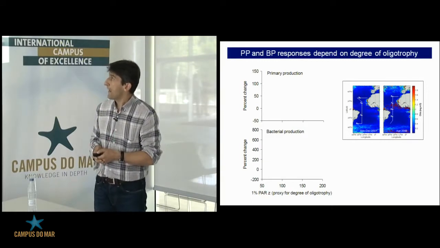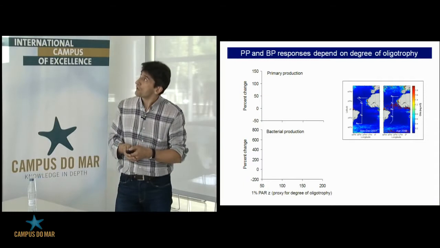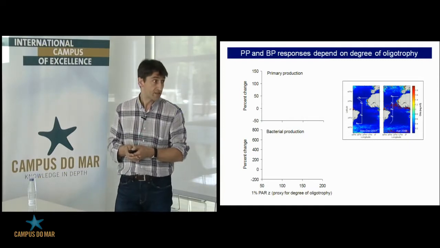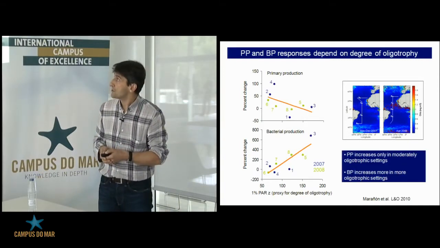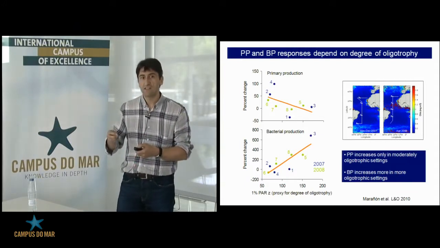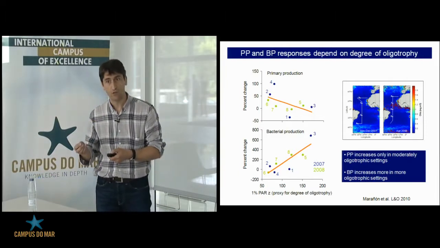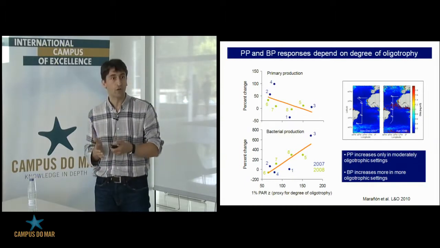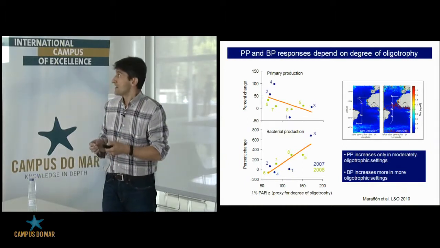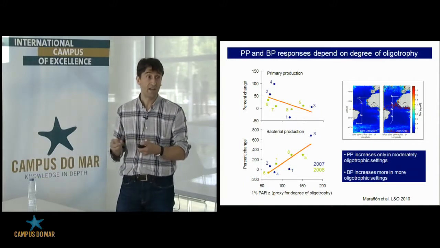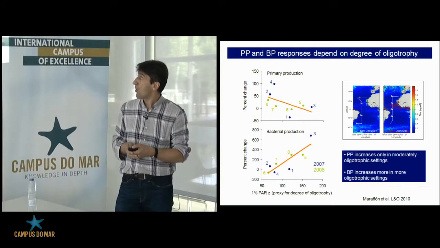oligotrophy. And when we plotted the response of primary production and bacterial production against the depth of the euphotic layer, which I insist is just a proxy for a degree of oligotrophy, we found that primary production tends to be more responsive to the dust addition in moderately oligotrophic systems, whereas bacterial production tends to be more responsive, and in fact dominates the response of the biota in more oligotrophic settings.